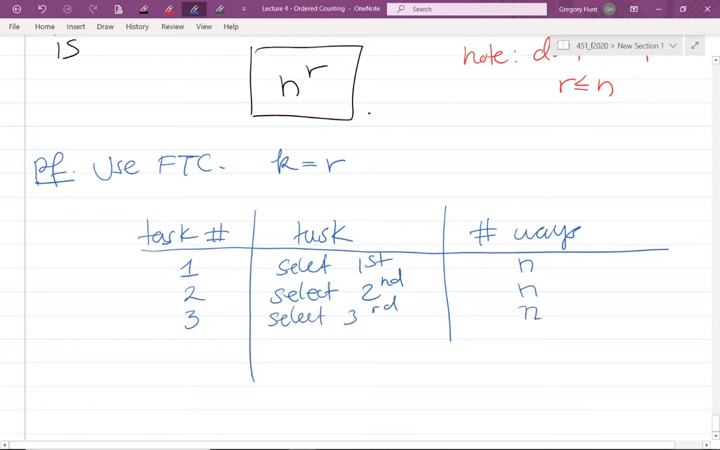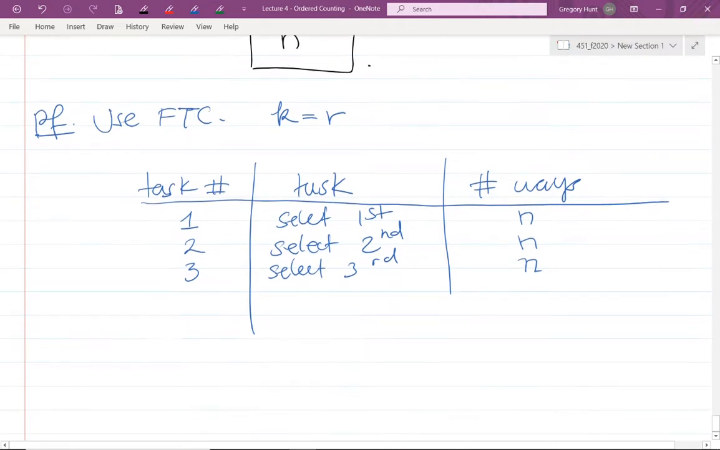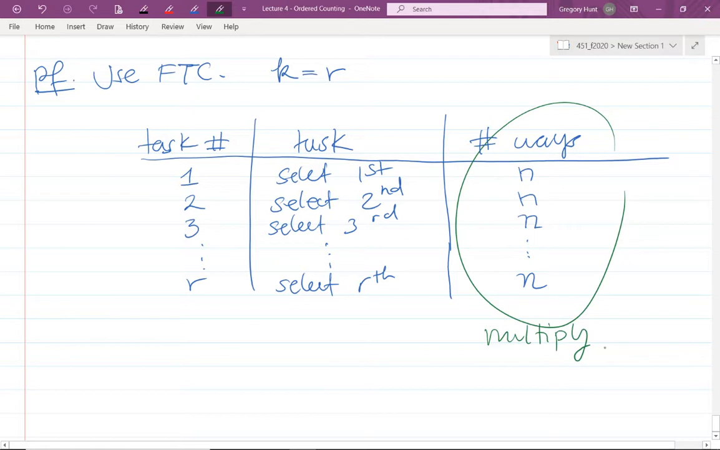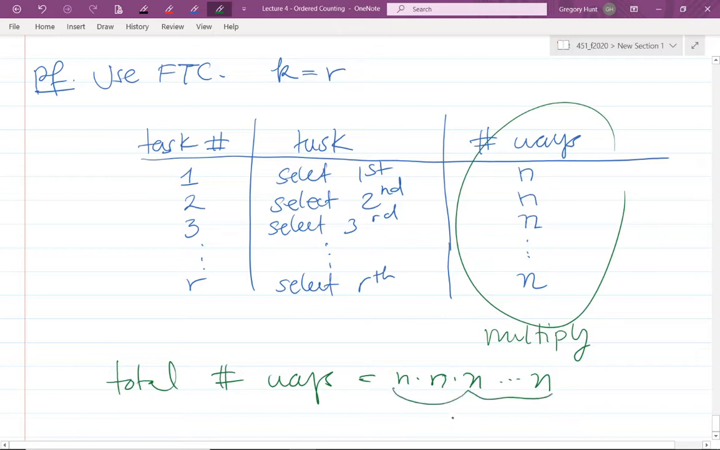And there are still n because it doesn't change when I replace things. And so you can see the pattern here. I'm going to have r tasks, where the last one is like selecting the rth item, and each of my subtasks has n possibilities. So when I take these and multiply, the total number of ways is equal to n times n times n times n, n times n times n. I'm going to multiply this r times, which of course our notation is n to the r.